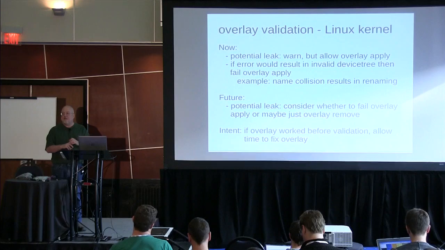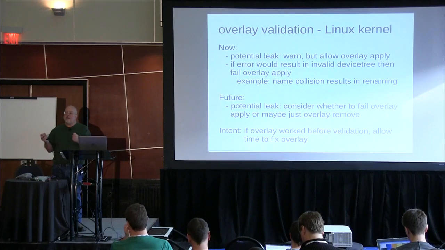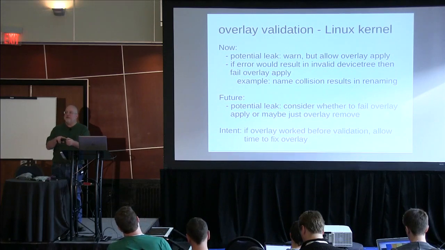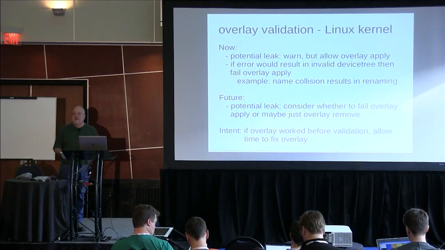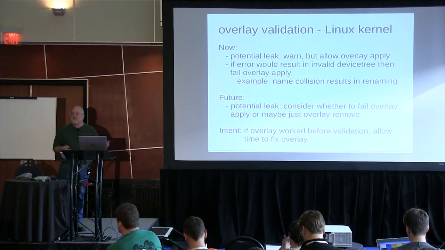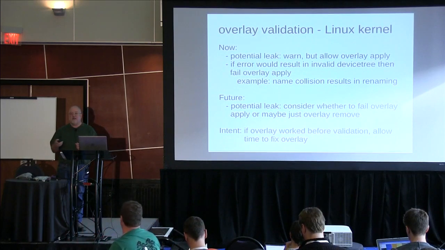The classic example is somehow you end up with two instances of adding the same node, and when the apply code tries to add the second instance, it sees a name collision, and it renames it. So now all of a sudden you have an unexpected node with a new name. And the same with properties, that same result can happen. And that's been a silent problem, and you would only see that if you tried to access that data and got the wrong value.